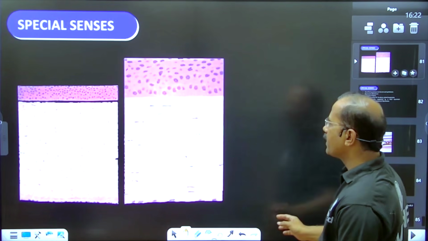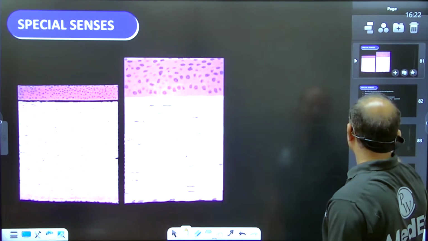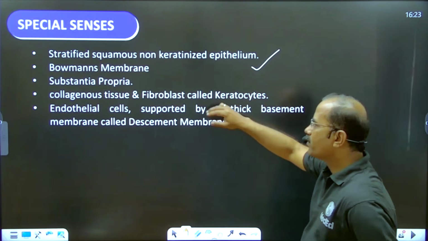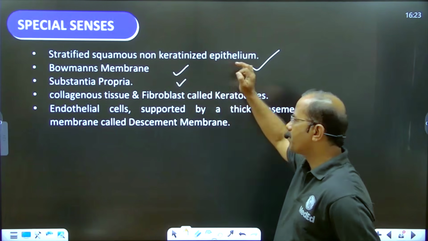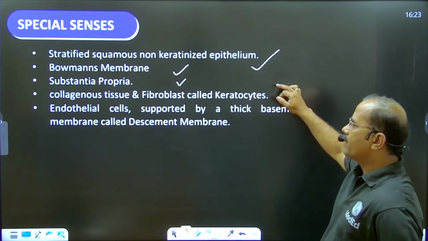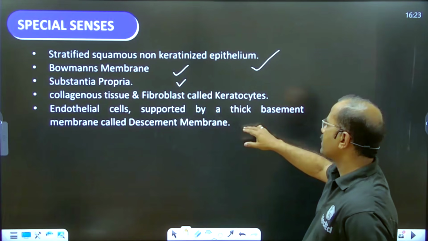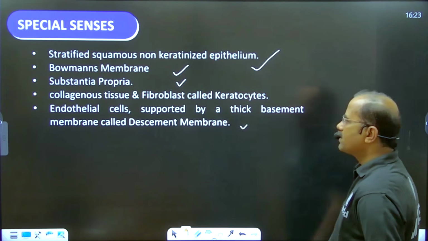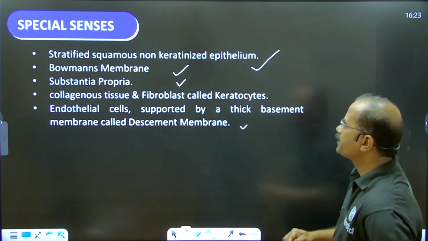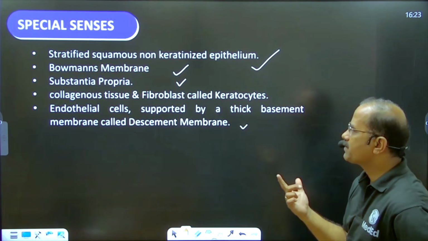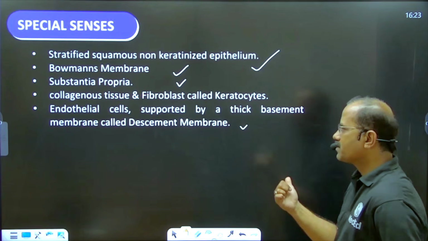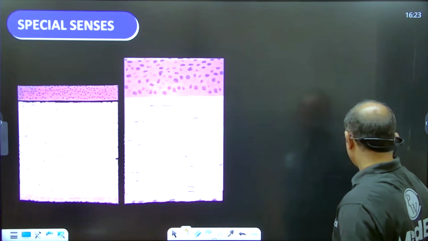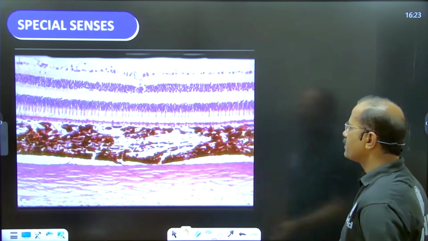That's a slide of cornea. You can see the epithelium of the cornea, stratified squamous non-keratinized epithelium, followed by Bowman's membrane, substantia propria. Then endothelial cells supported on the Descemet membrane. So these are the layers of cornea. Clear? Epithelium, Bowman's membrane, substantia propria, and Descemet's membrane.